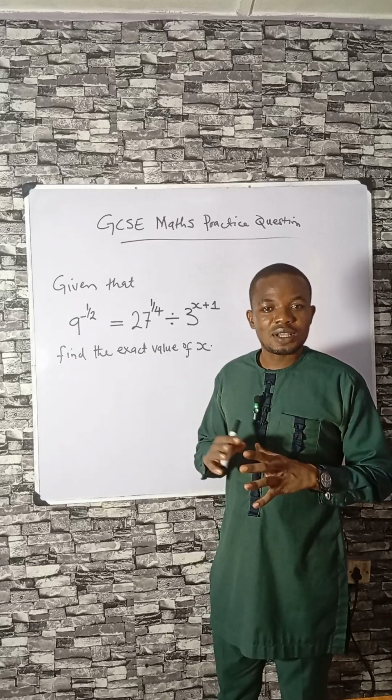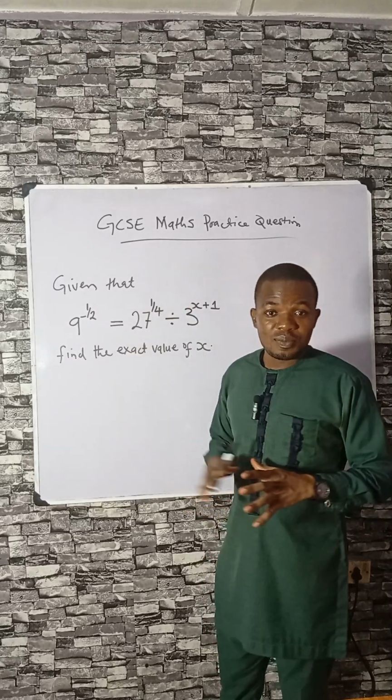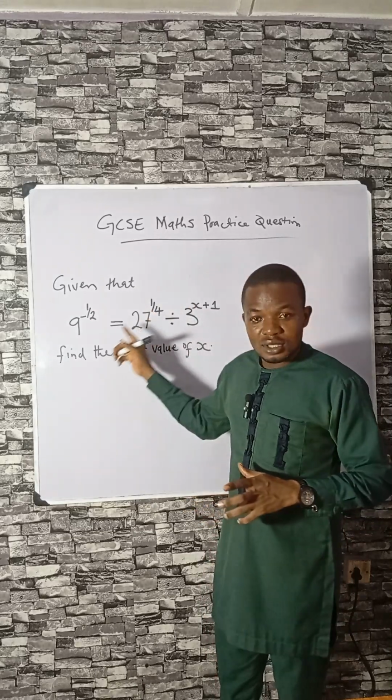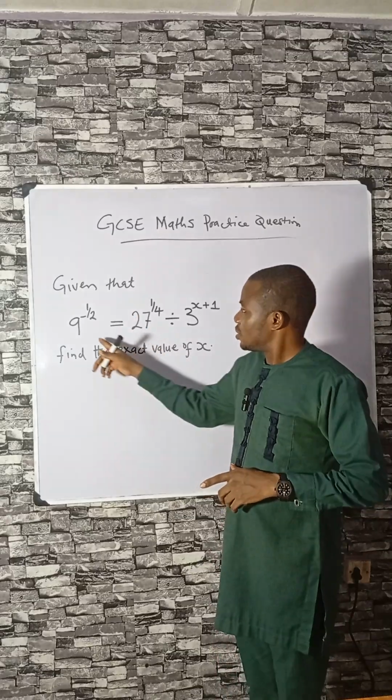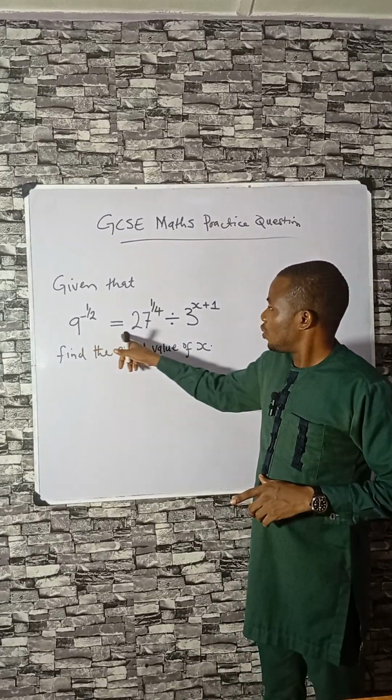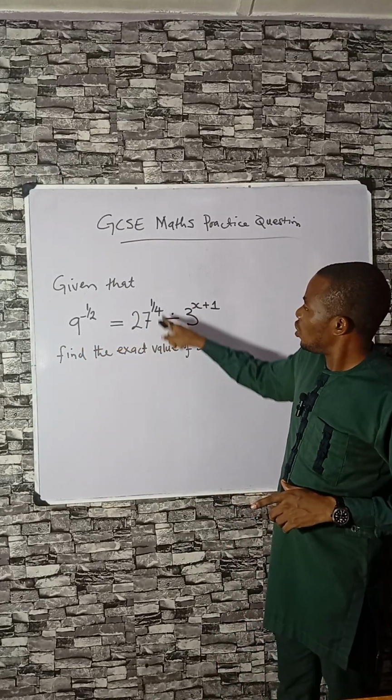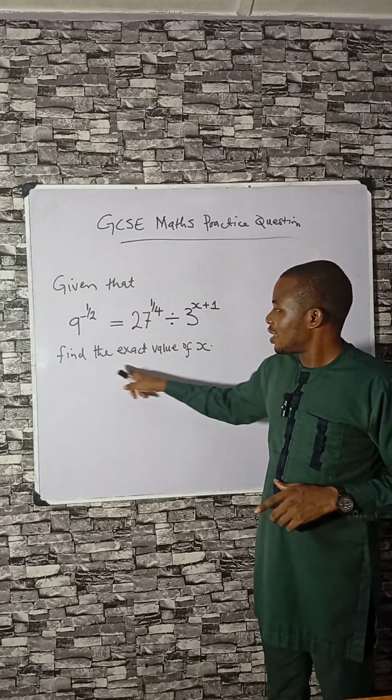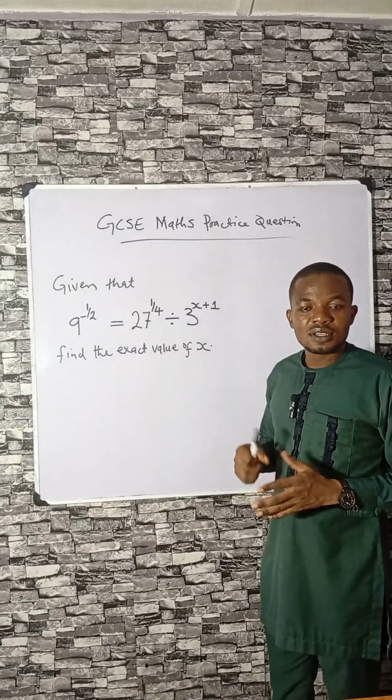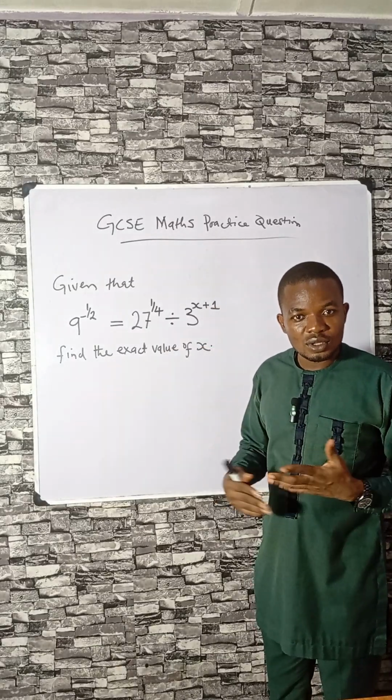I have so many examples of GCSE practice questions. So this is one of them. Given that 9 raised to the power minus a half equals 27 raised to the power 1 over 4 divided by 3 raised to the power x plus 1, find the exact value of x. This is how their questions come.